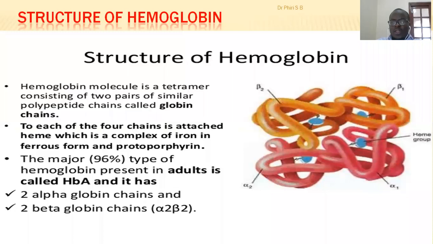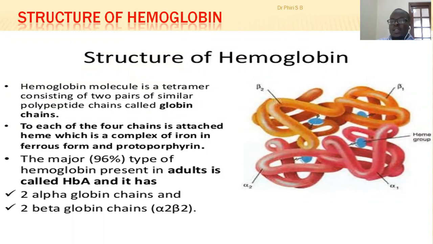So the diagram here is showing the structure of hemoglobin. So this hemoglobin molecule is a tetramer consisting of two pairs of similar polypeptide chains, which are called globin. So you have these globin. So you have polypeptide chains. So you have two pairs, meaning that two are identical and the other two are also identical. So depending on the type of the hemoglobin, you have different combinations of these polypeptide chains.